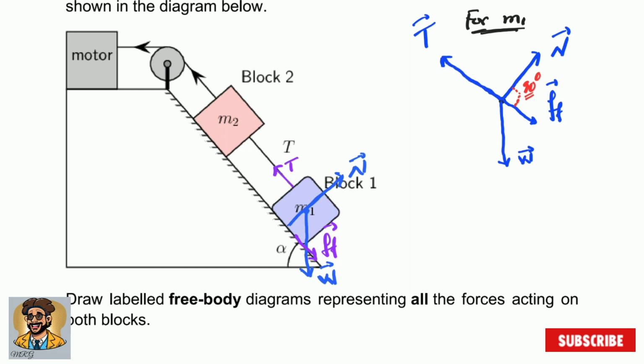Because the net force in this system is actually upward, then that tension should be greater than the addition of the component of the weight and the friction. But this one is for another time. So guys, this is the free body diagram for this question.